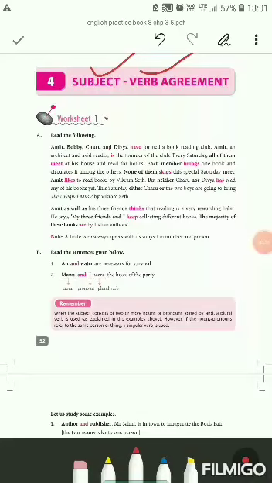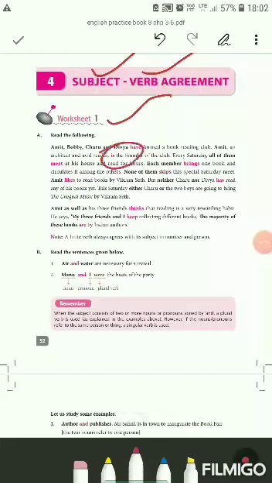Let's understand with the help of worksheet number 1. Amit, Bobby, Charu and Divya have formed a book reading club. There are 4 persons, more than one subject, so use a plural verb. In the next one, Amit, an architect and avid reader, is the founder of the club. Here Amit is the same person. He is an architect and reader both, so use the singular verb is.